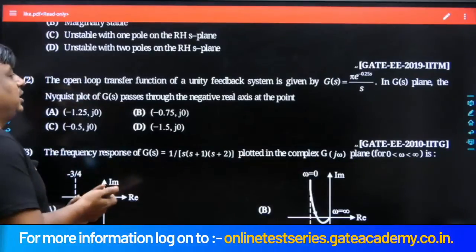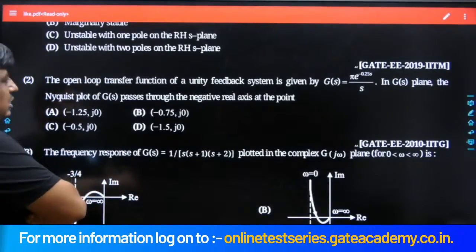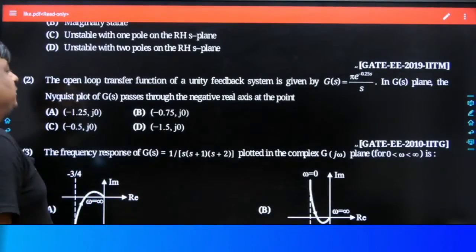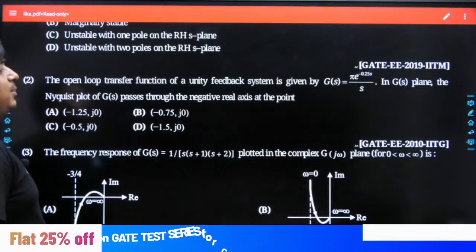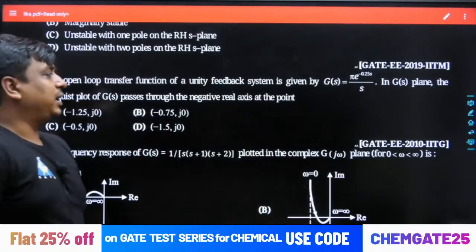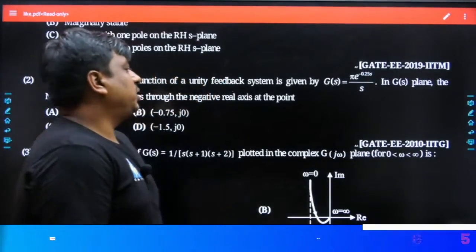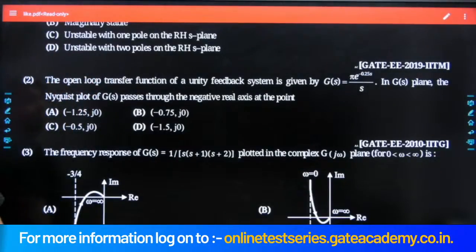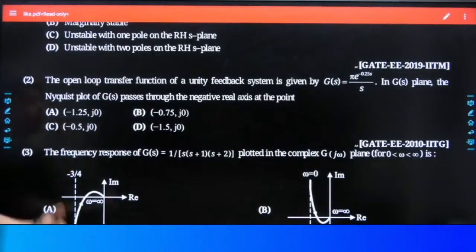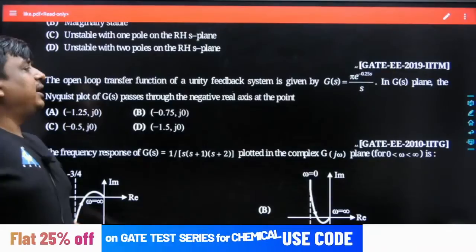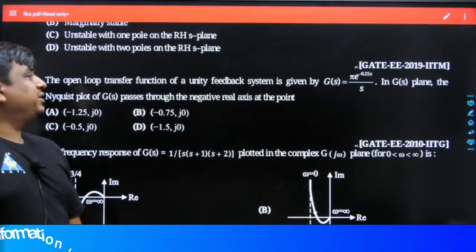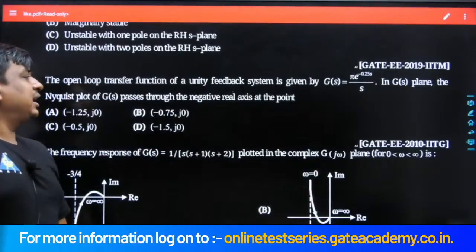Let me read this problem carefully, and then we would try to learn how we can smash this problem out. The problem states: the open loop transfer function of a unity feedback system is given by G(s) equals pi e to the power of minus 0.25s divided by s. In the GS plane, the Nyquist plot of G(s) passes through the negative real axis at the point. Four different options were attached along with this problem. It is an MCQ, which means out of the 4 options only one is going to be the correct option.